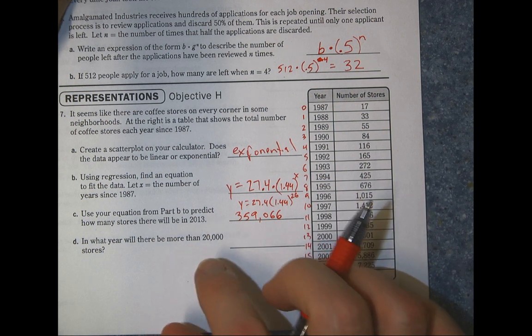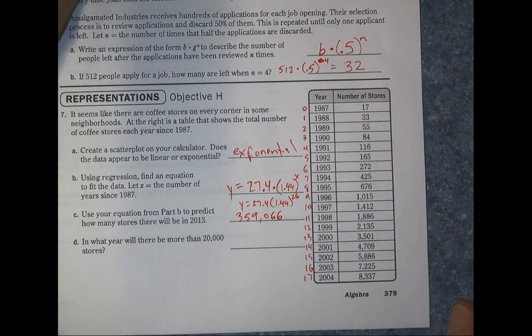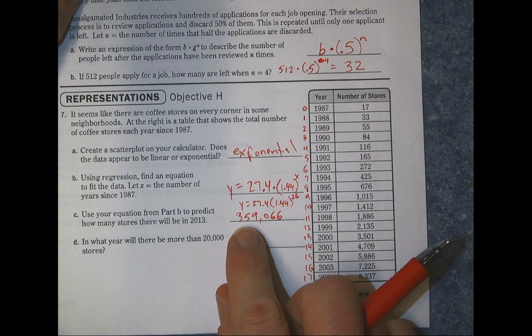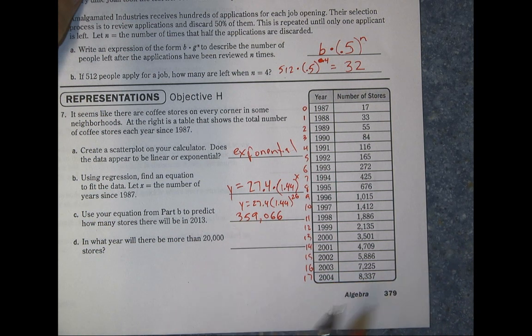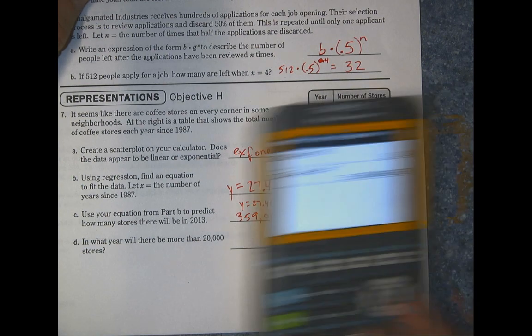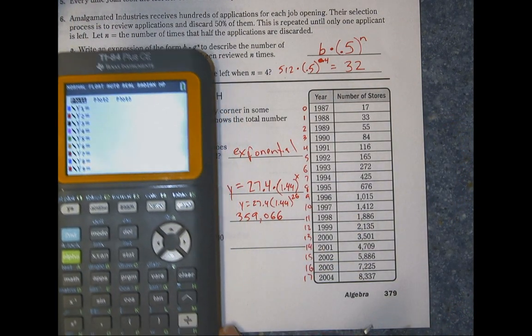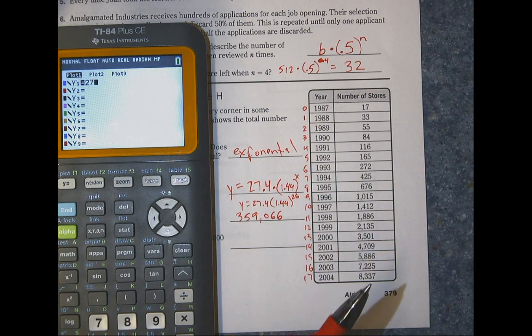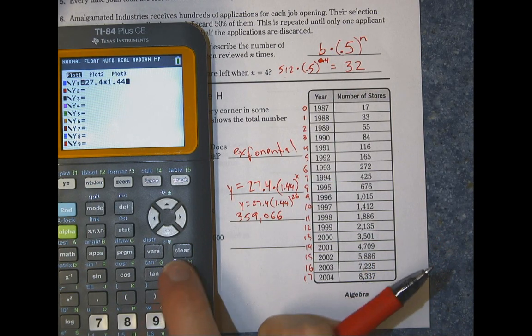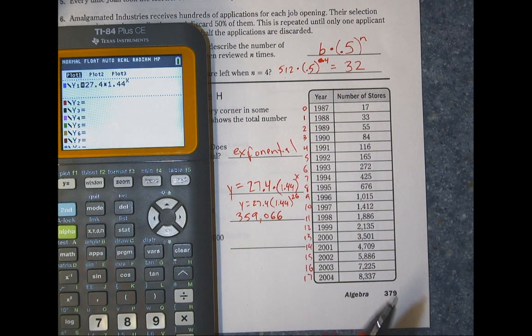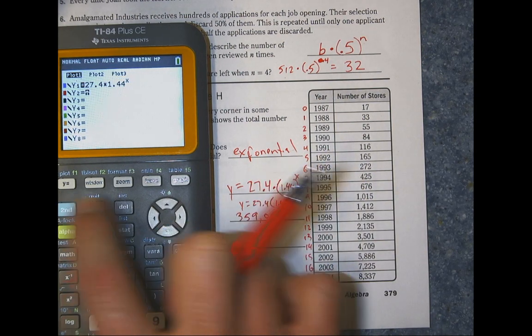Okay, but we're plugging in. That's the important part. Now, what year will there be more than 20,000 stores? So we're already well over 20,000 here, right? And if you look at 2004, we're not quite to 20,000 stores yet. So it's going to be somewhere in between year 17 and year 26. So you could start plugging in year 20, year 21, and guess and check. But my favorite option here is to go to your Y equals and plug this in, 27.4 times 1.44 raised to the x, and then go to my table.